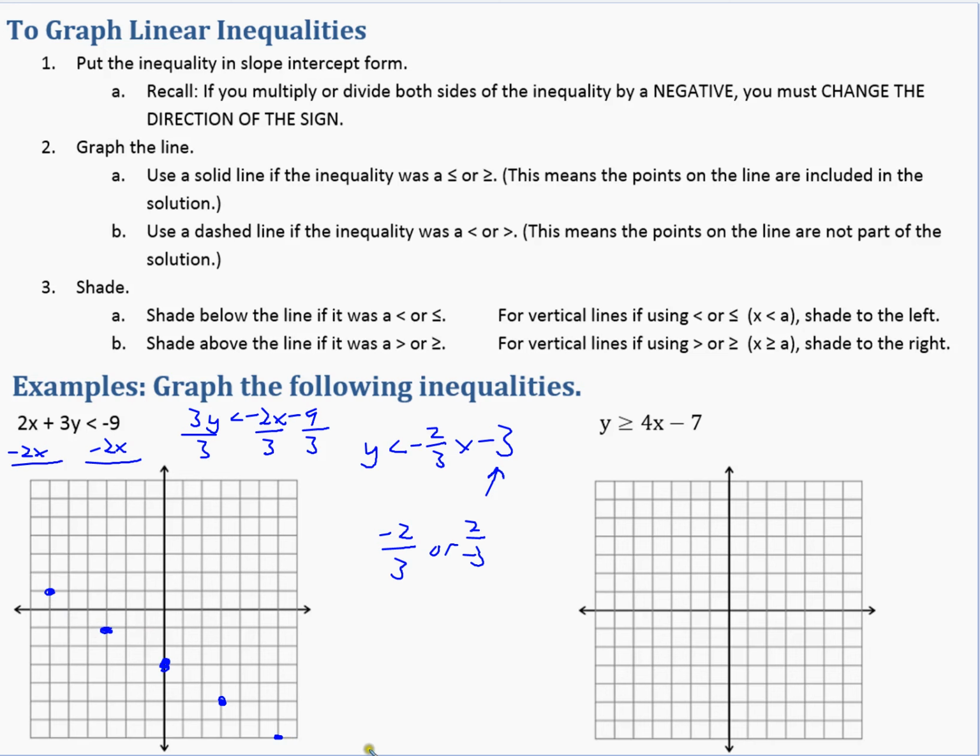And then we want to graph this line. Now, looking at this sign, we know we want it to be a dashed line because this is not an or equal to, it's just less than. So we're going to make a dashed line through here. Put our arrows on here. So there's our dashed line. And also this inequality sign.